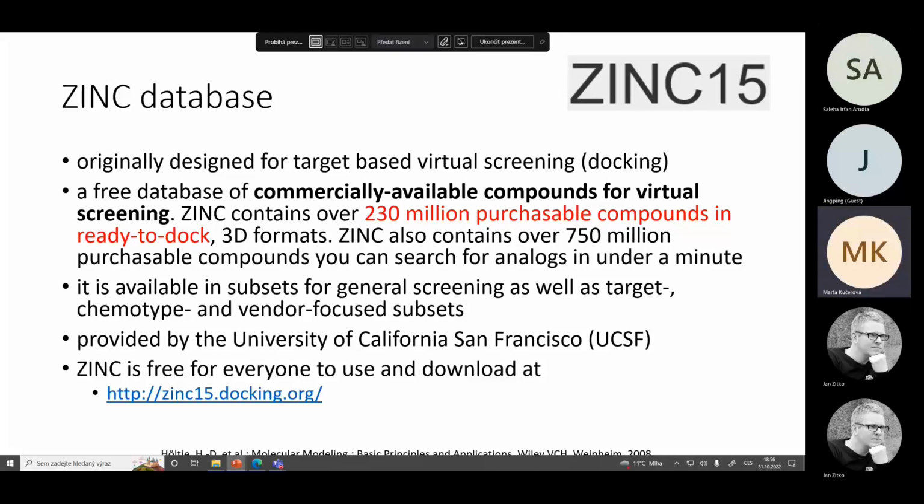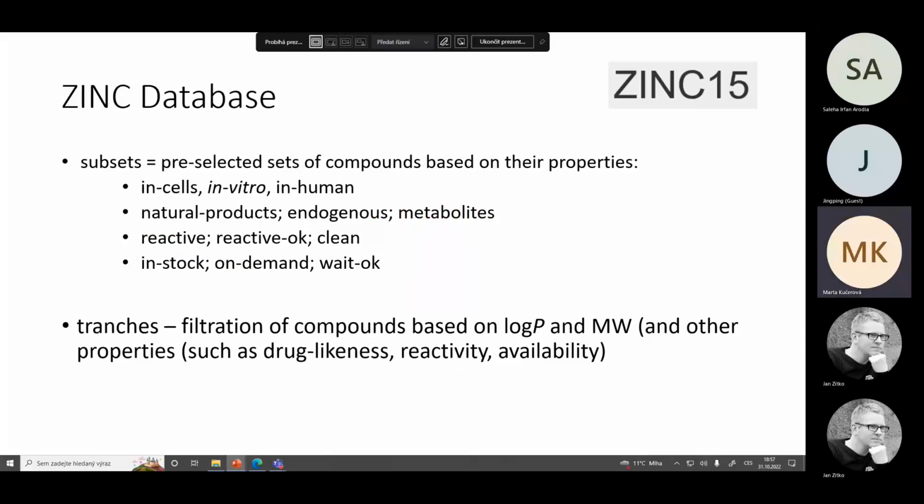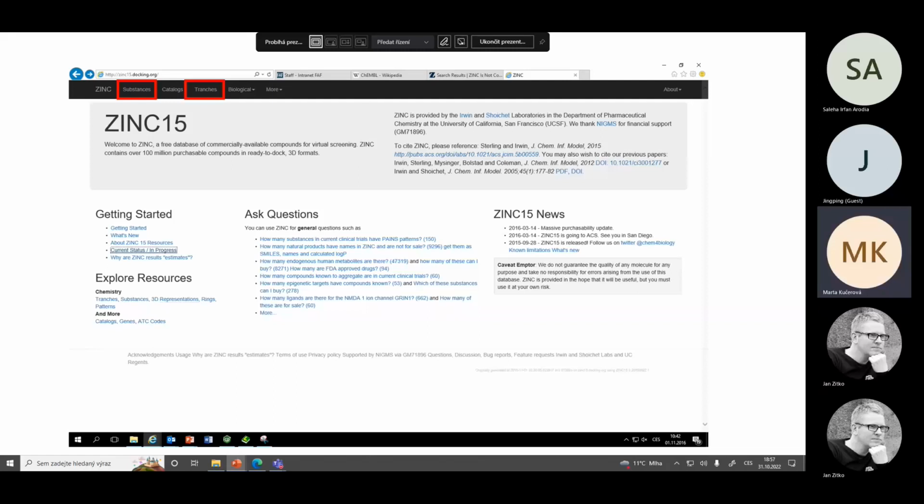And you can also search the database based on specific subsets. I'll show it. So we can choose, for example, compounds that were tested in cells or that were tested in human or in vivo generally. We can download a set of natural compounds, endogenous molecules or metabolites, or we can download compounds that are immediately available in the market or that are available on demand. And we can also use so-called tranches, which enables filtration of compounds based on logP and molecular weight. So this is how the website looks like, and where you will find the substances and tranches.